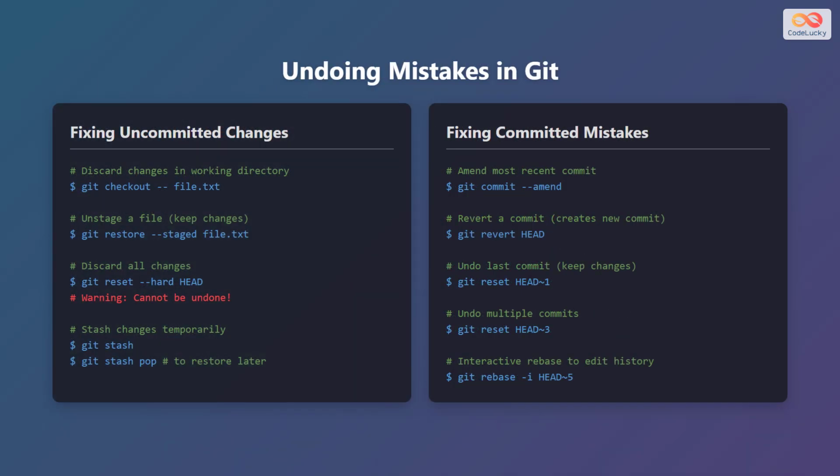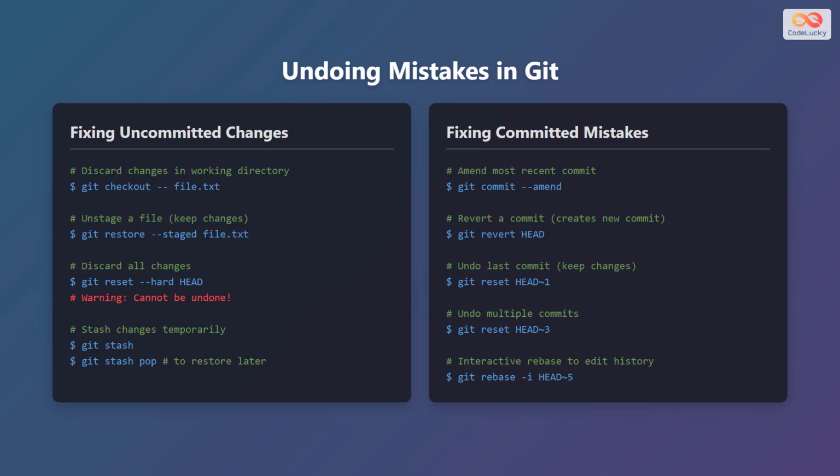Sometimes you need to undo mistakes in Git. To discard changes in the working directory, use git checkout -- file.txt. To unstage a file while keeping the changes, use git restore --staged file.txt. To discard all changes, use git reset --hard HEAD. Warning: this cannot be undone.